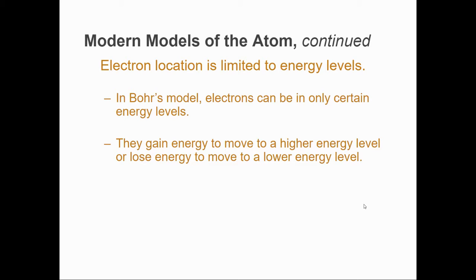All right, so the electron location is limited to energy levels, and in Bohr's model, electrons can only be in certain energy levels. But as they gain or lose energy, they can move between different energy levels.